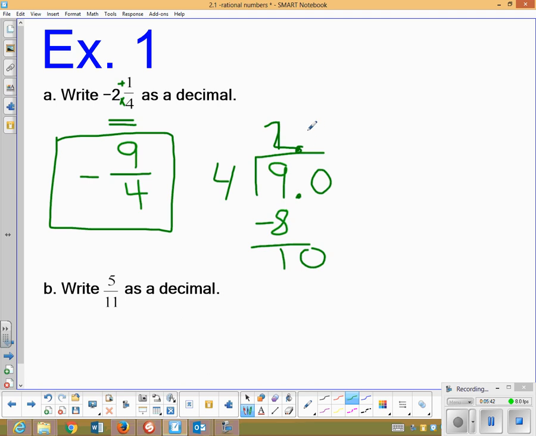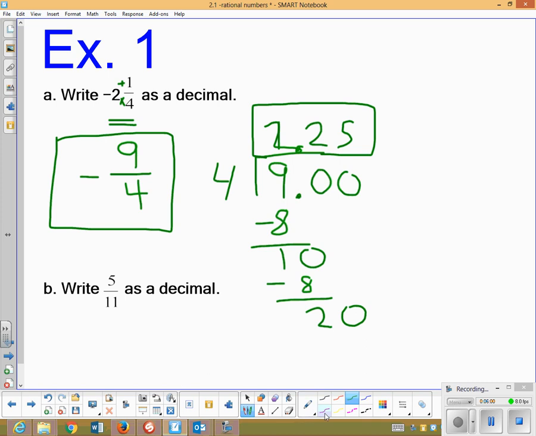But don't forget, that we do have a negative right here. So we're going to have to make sure that we add a negative into our answer. So our answer is going to be negative 2.25. Again, if there's something that didn't make sense to you in this example, feel free to press pause and replay it again. Okay, in our next example, we have here 5 over 11.